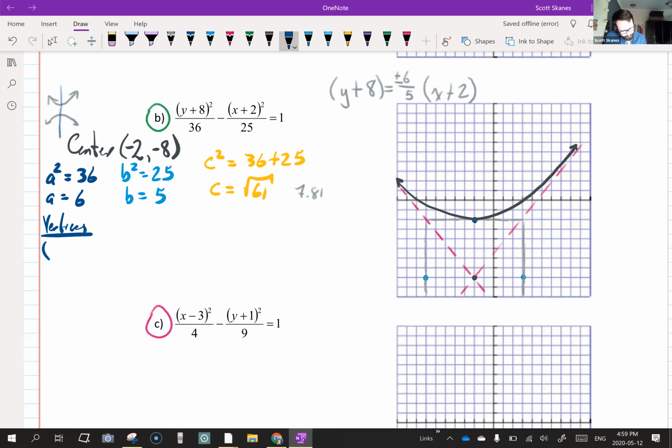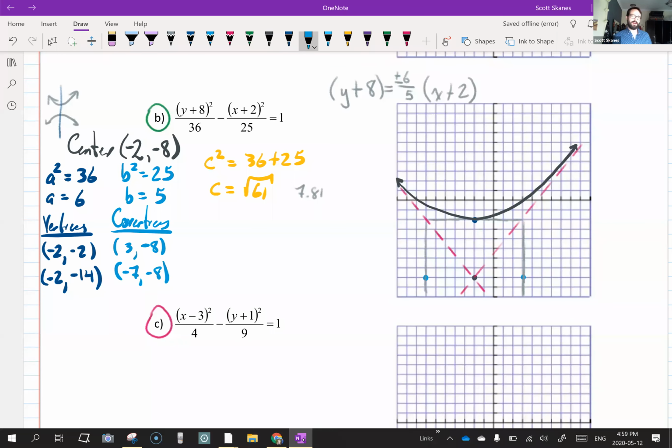My A value is up from the center, so -8 plus 6 is -2, and -8 minus 6 is -14. Co-vertices: I have to move in the x direction, so -2 plus 5 is 3, and -2 minus 5 is -7. So you should be able to get those as well. I know it's 5 o'clock though, so your brain might be falling apart at this point. So just do what you can. Okay.